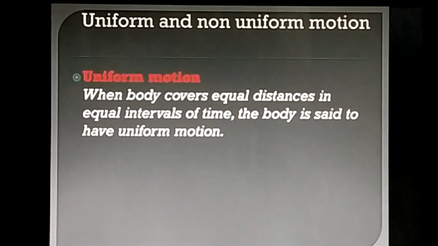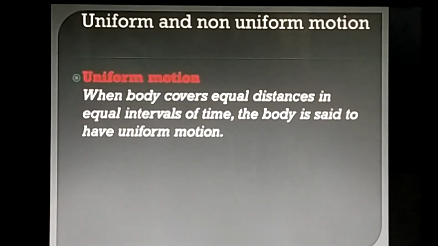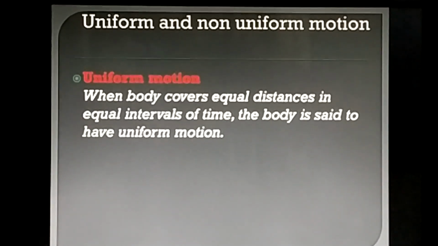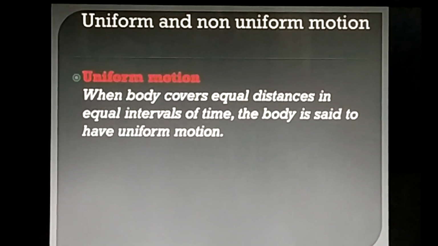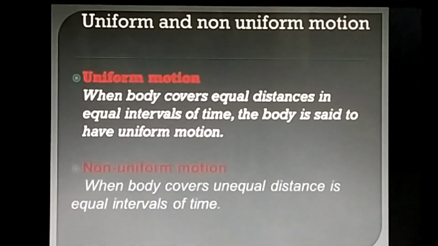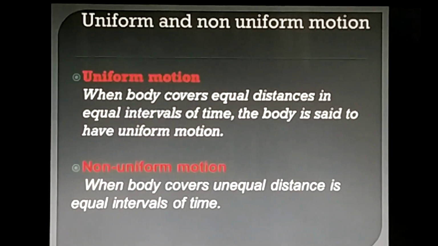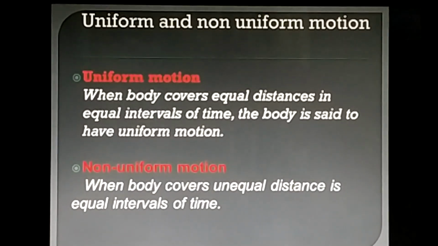Next is uniform and non-uniform motion. Uniform motion is when the body covers equal distance in equal intervals of time. When a body covers equal distance in equal intervals of time, such a type of motion is known as uniform motion. Non-uniform motion is when the body covers unequal distance in equal intervals of time. So that type of motion is known as non-uniform motion.